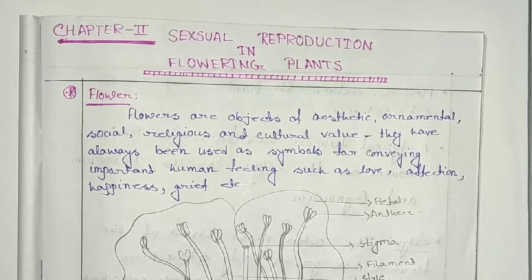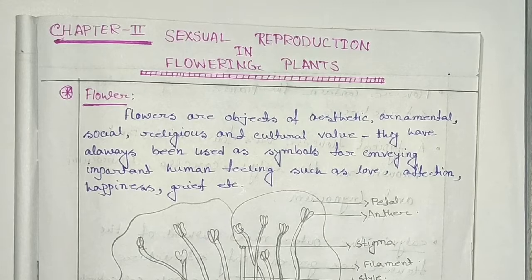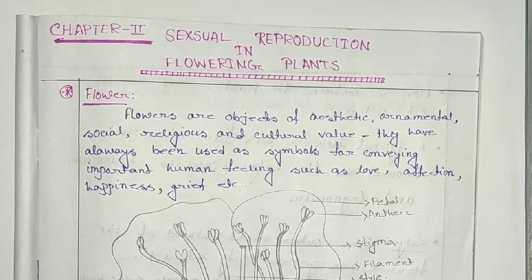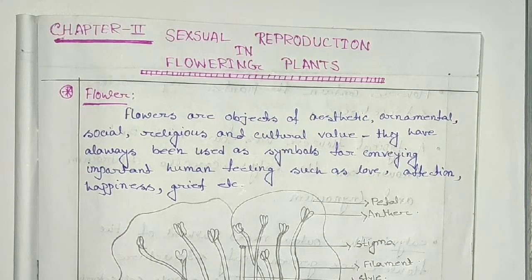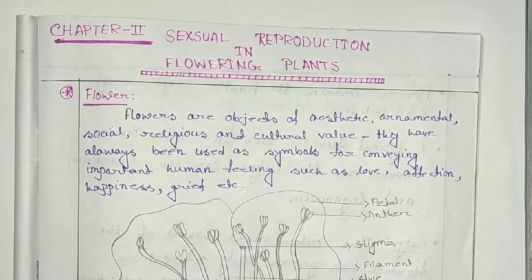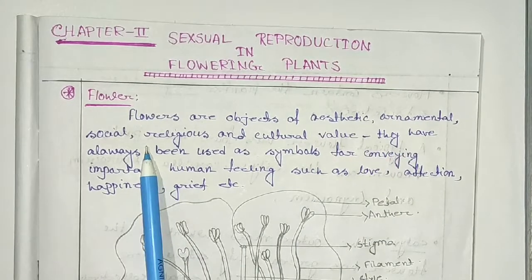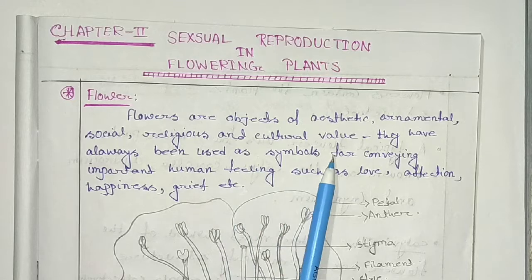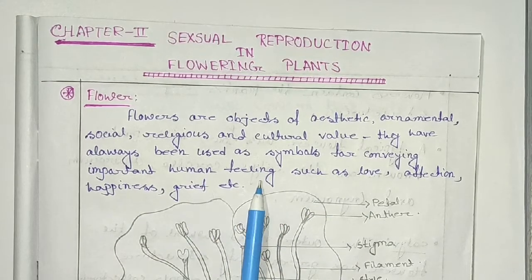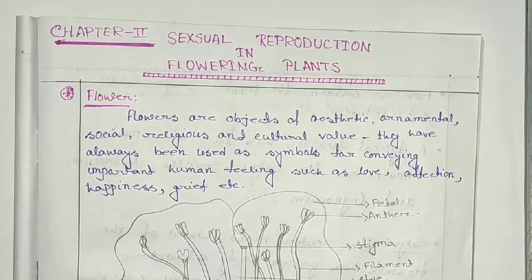So, what is a flower? We know that flowers are very bright in color, and we use them for different purposes like religious and social purposes. Someone uses them as an ornament, and a flower is always a symbol of love. Flowers are objects of aesthetic, ornamental, social, religious and cultural value. They have always been used as symbols for conveying important human feelings such as love, affection, happiness, grief, etc.